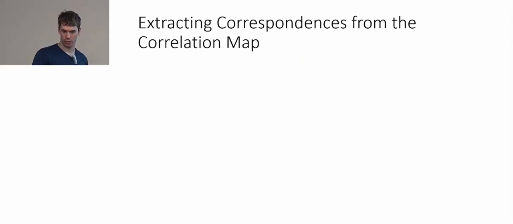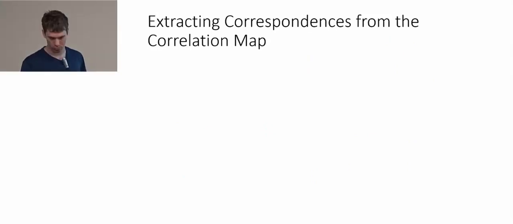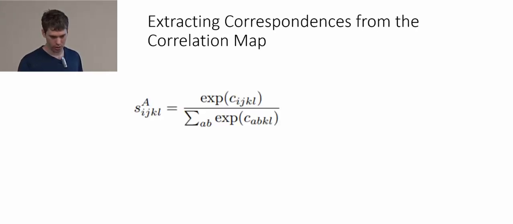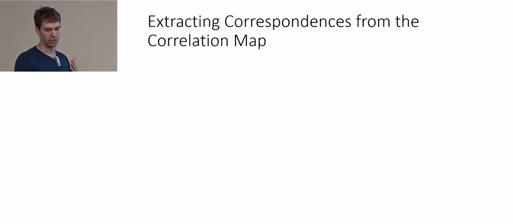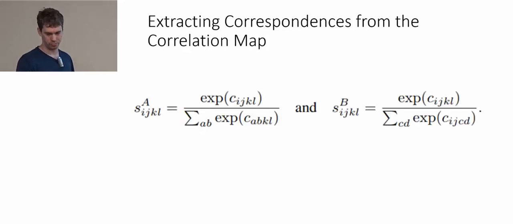So, extracting correspondences from the feature map. At this stage, our goal is to get hard feature matches so we can generate the actual point-to-point correspondences between the images. This step was actually fairly straightforward. They just used softmax to convert the values into probabilities.